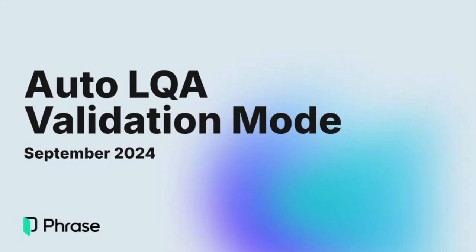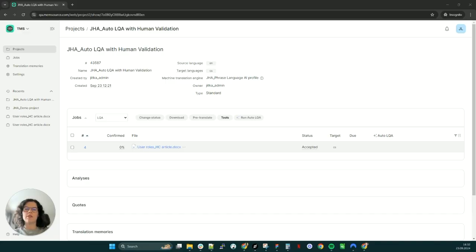Hi everyone, it's Jitka again with the latest improvements in Auto LQA. Today, I'm going to introduce the Auto LQA validation mode. Previously, Auto LQA could only be triggered by project managers or admins, and the assessments could not be edited. Now, with the validation mode, you can combine human expertise with the speed and cost efficiency of Auto LQA. In other words, you can use Auto LQA to pre-annotate the text and ask your linguist to validate the results.